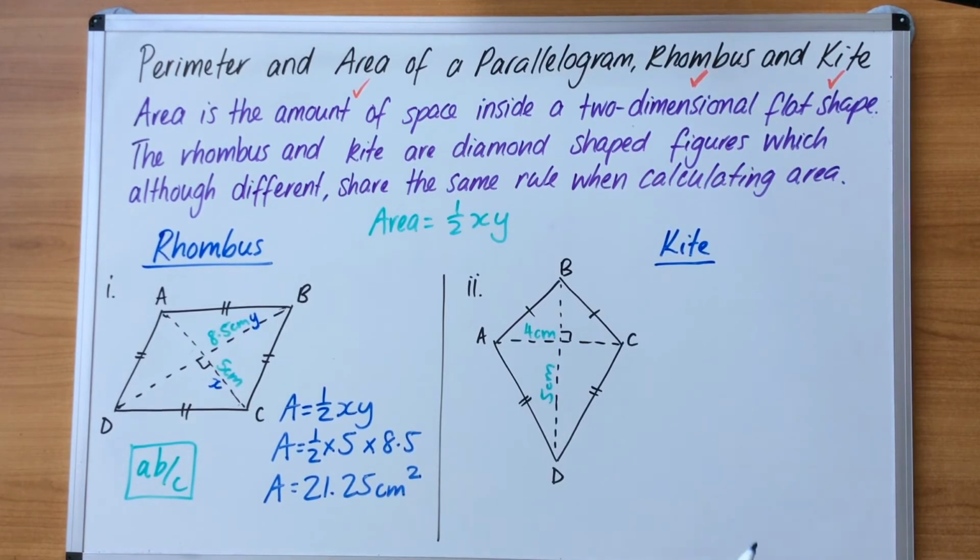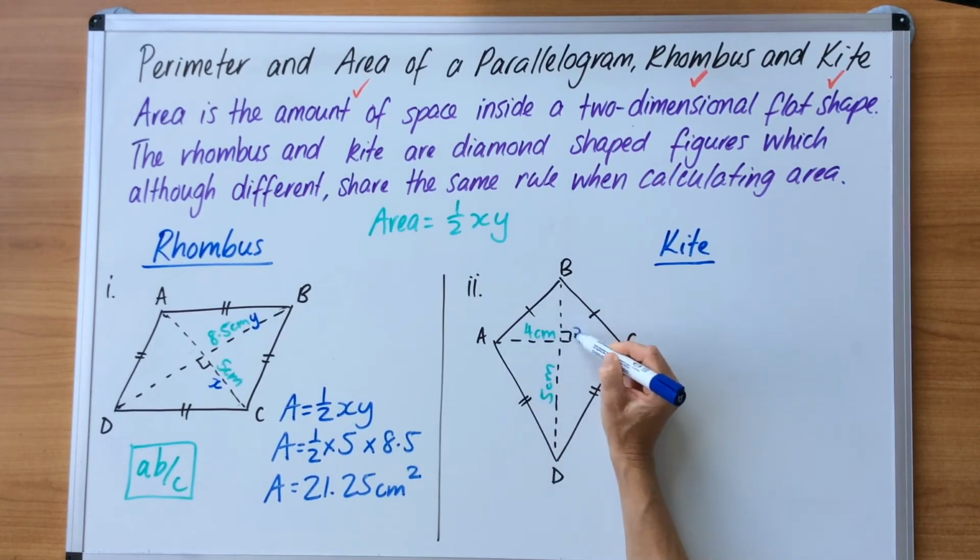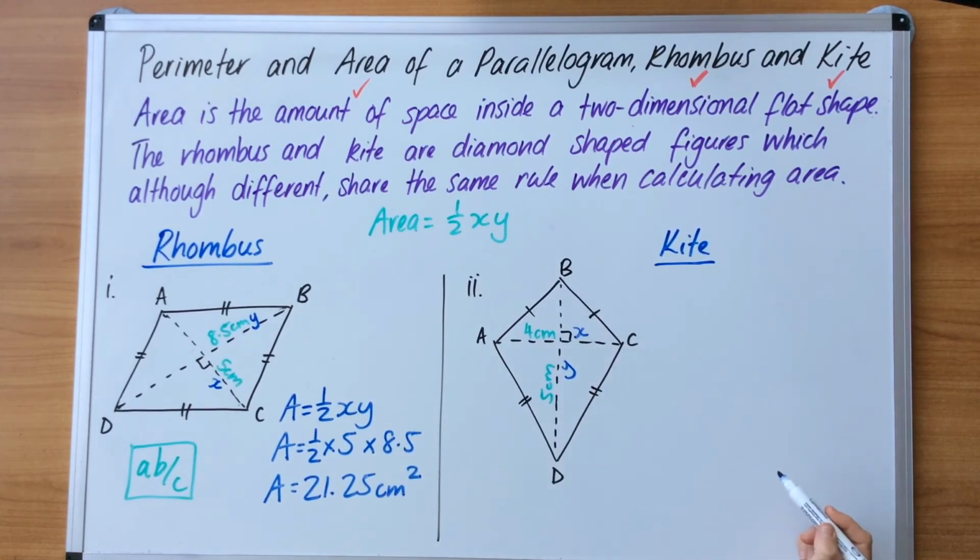Let's move over to the kite now. We're going to do exactly the same thing that we did for the rhombus over here. So we're going to look for x and y. X is the short distance, so x will be 4 centimetres, and y will be the long one of 5 centimetres. So now we're going to make our calculations.